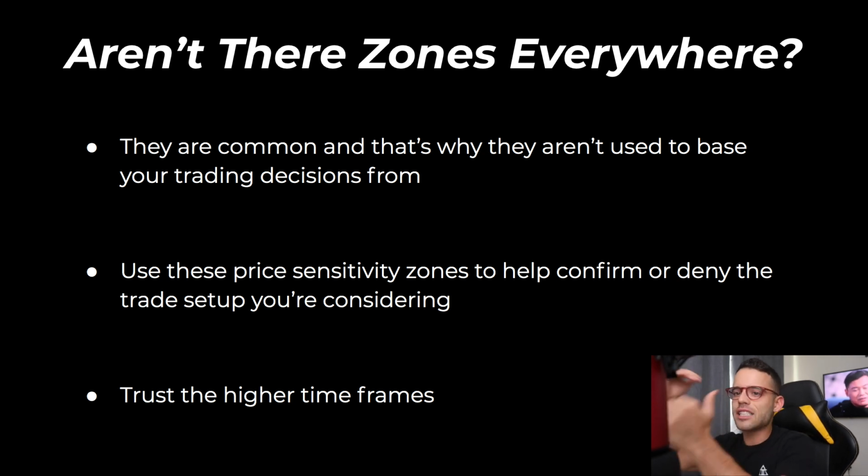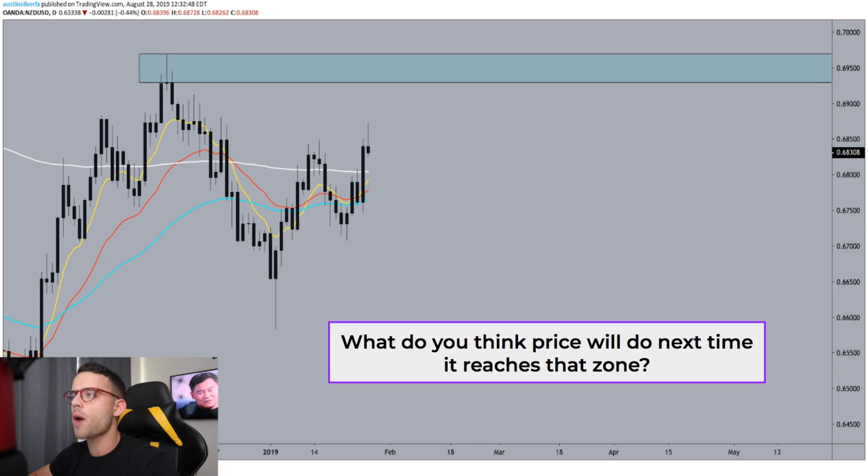You don't need to try to anticipate moves like that to make consistent money as a trader. You trust higher time frames. You trust these zones to say, hey, you've broken the zone, now you can take the trade. Oh, you haven't broken the zone? Wait. If we break, then you can take the trade. And that's the proper way to use these zones. Now, let me just show you a few more examples.